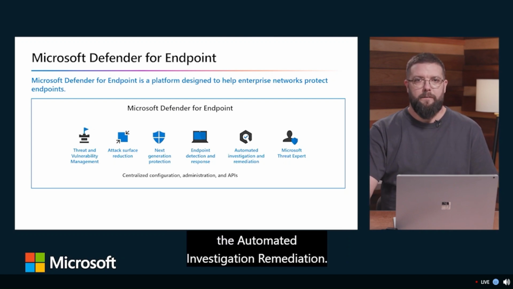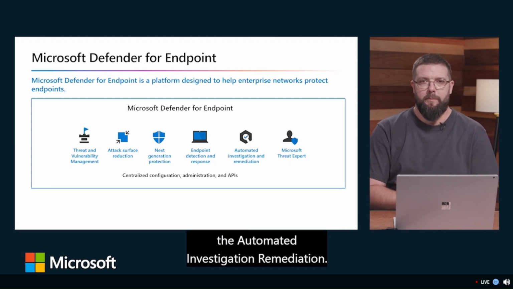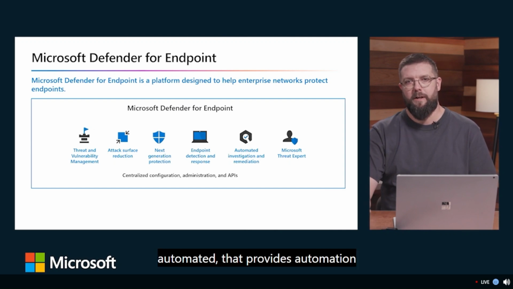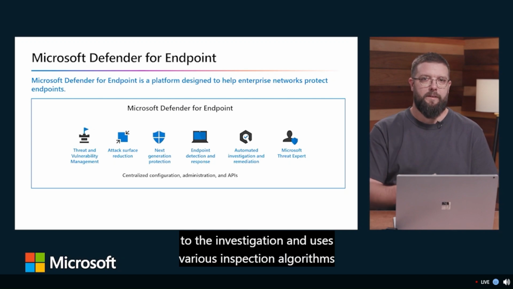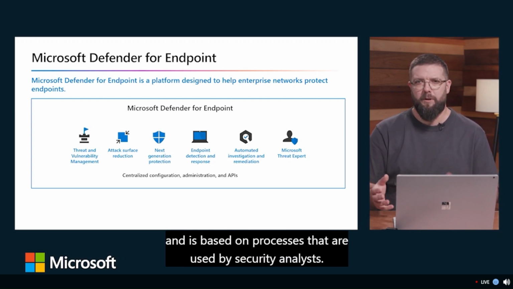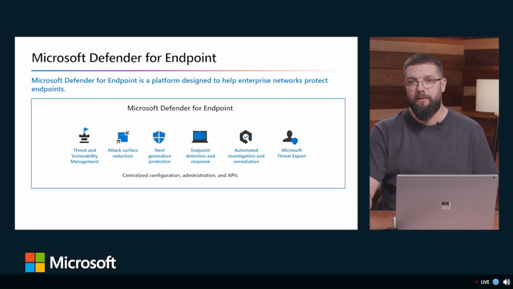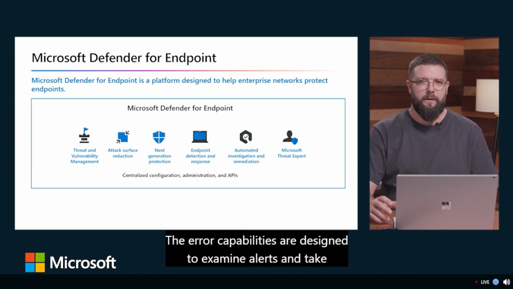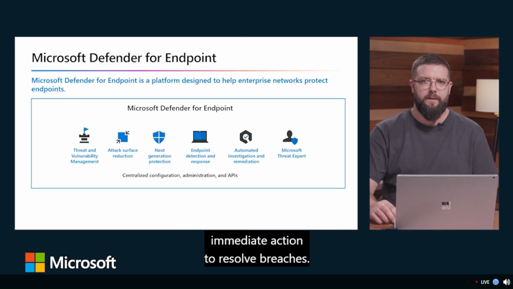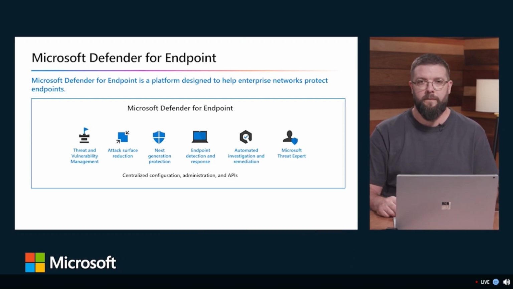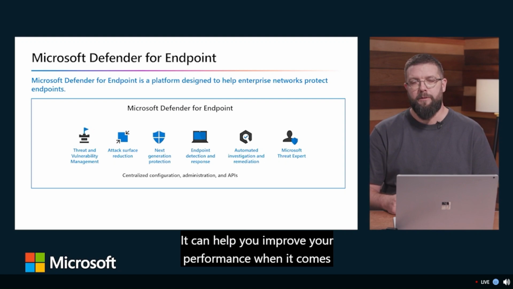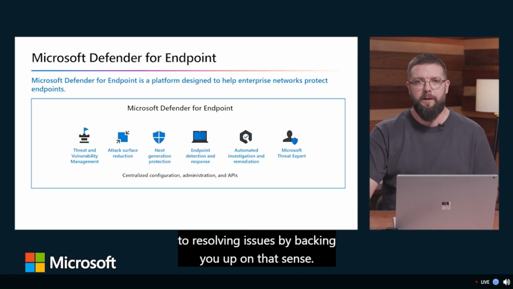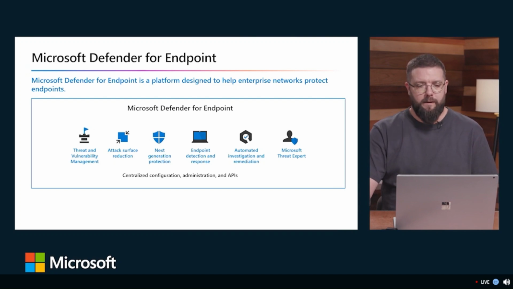Some of the aspects that are really interesting around the next generation protection is the AIR, the automated investigation and remediation. This is technology that provides automation to the investigation and uses various inspection algorithms based on processes that are used by security analysts. The AIR capabilities are designed to examine alerts and take immediate action to resolve breaches. So it can help you improve your performance when it comes to resolving issues by backing you up in that sense.